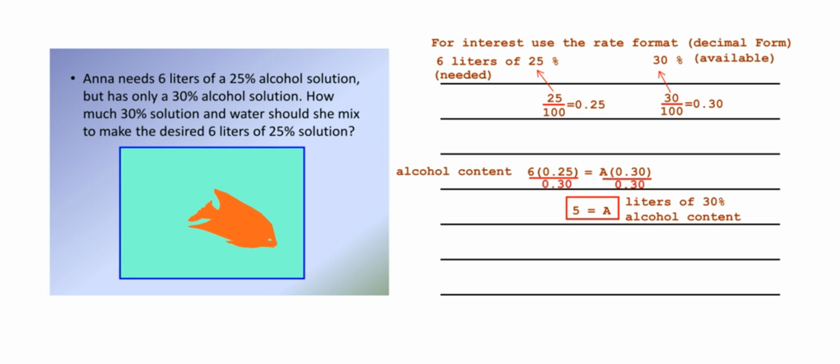And now, let's realize that 6 plus the amount of alcohol at 30% plus W gives us a total of 6 liters that we needed. So let's find out how much water by substituting the 5 liters that we found for the 30%. So 6 equals 5 plus W.